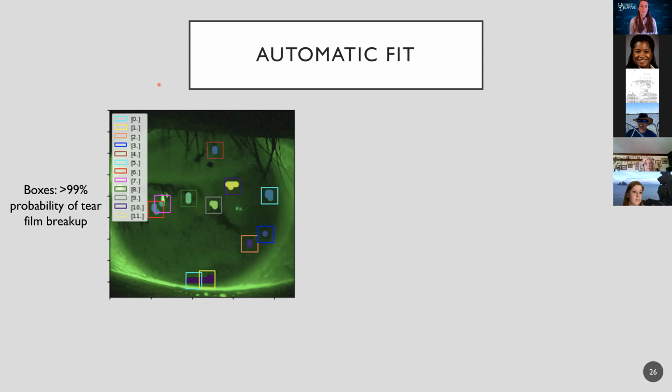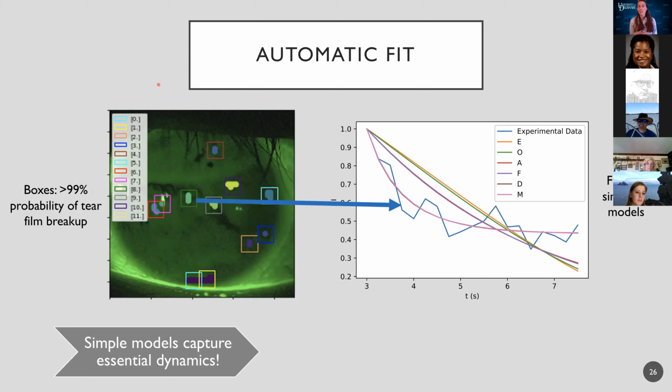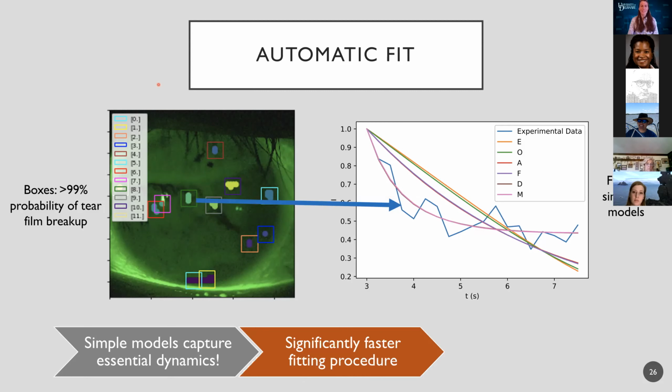What we can do is take the data from the center of a breakup region, and then I have simplified versions of the models that I described earlier that capture some of the same effects, and we can fit that data with those models. They are able to capture both evaporation and Marangoni flow, okay? And this procedure is significantly faster to do this fitting and analysis than with the models that I was working with earlier.